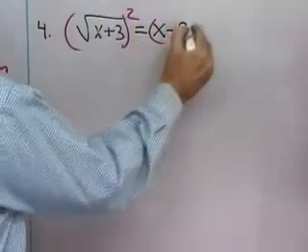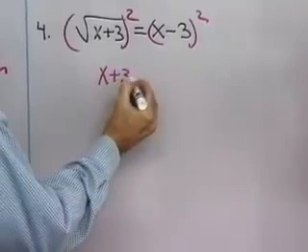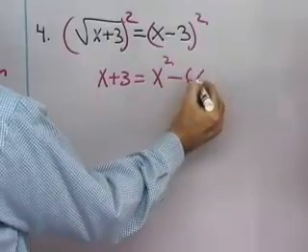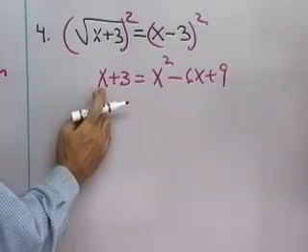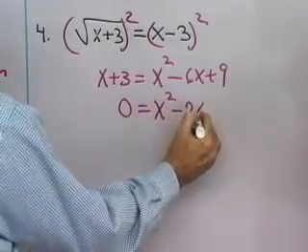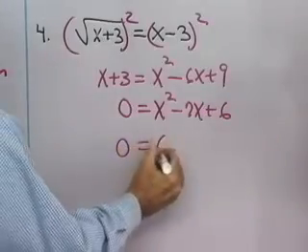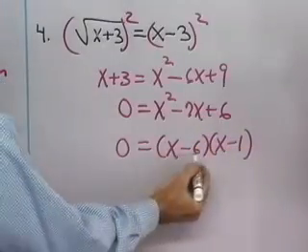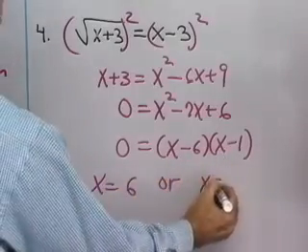I'll square each side of this. When I square this square root, I just get x plus 3. When I square x minus 3, I get x squared minus 6x plus 9. Quadratic equation. Let's put it in standard form. I'll add negative x to both sides and negative 3. 0 is equal to x squared minus 7x. Let's see, when I subtract 3, I get plus 6. 0 is equal to x minus 6 times x minus 1. Set this equal to 0, x is equal to 6. Set this equal to 0, x is equal to 1.